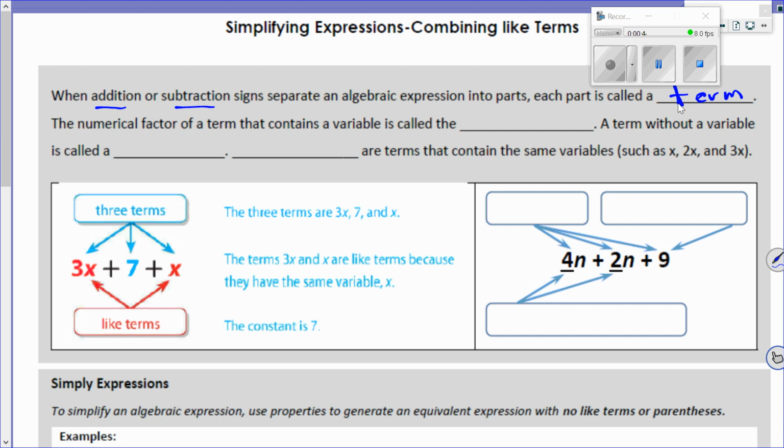The numerical factor of a term that contains a variable is called the... David, you are going to lose your chair today. That's two already.